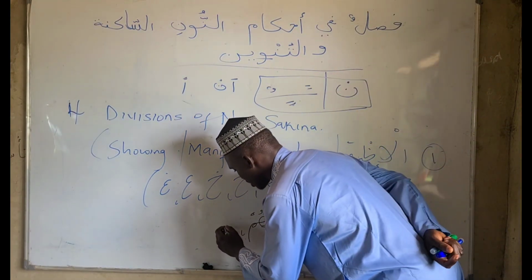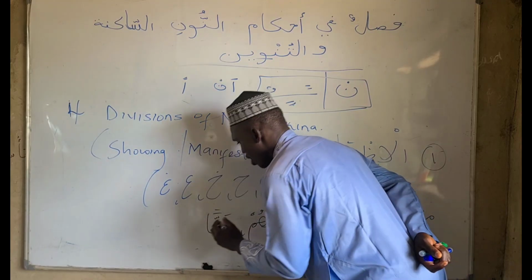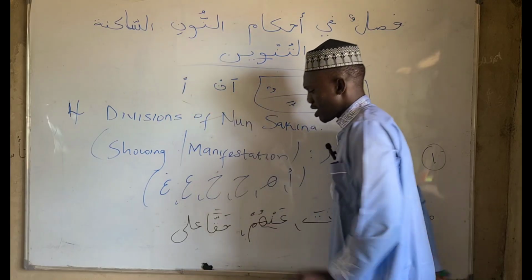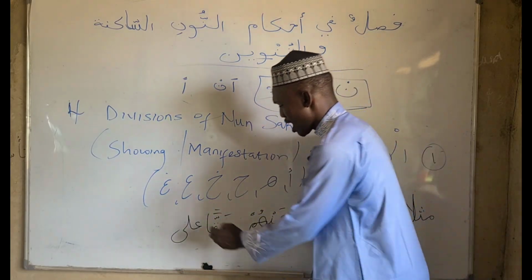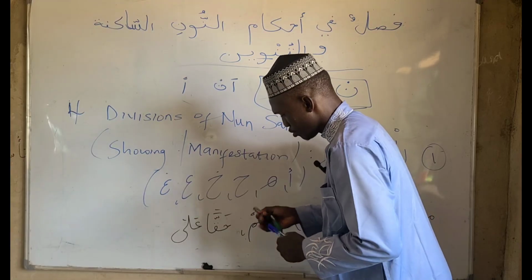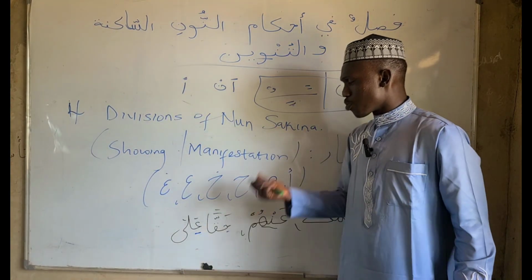Haqqan ala al-muttaqin. Haqqan ala al-muttaqin. Right? This is Fatha Tanween, and we have Ain here. Right? We are only looking for this, not this. Don't forget that Ha is also part of Idhar.